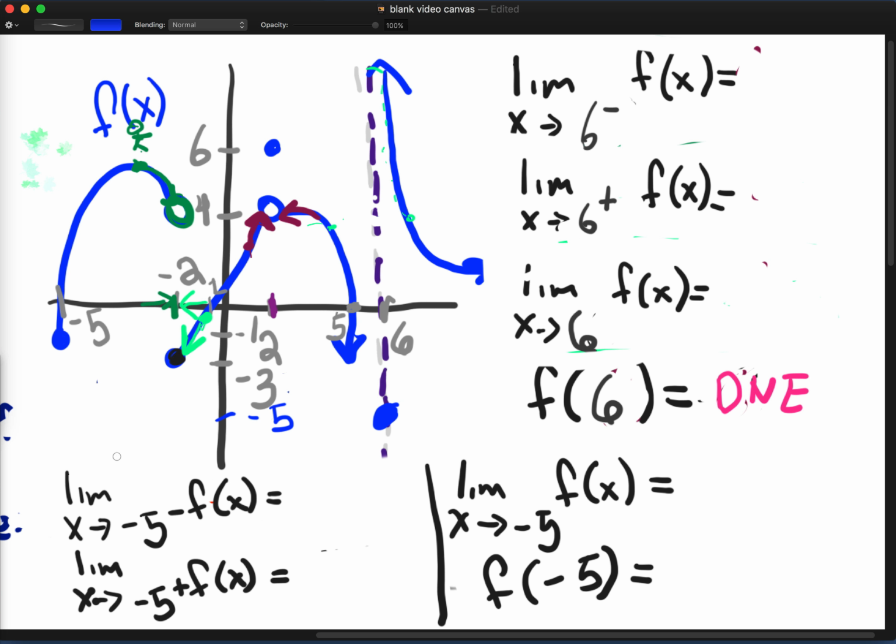So what did we decide? So that is a function, right? So does that mean that you can have a point on a vertical asymptote? Exactly. Yep. Totally. How?